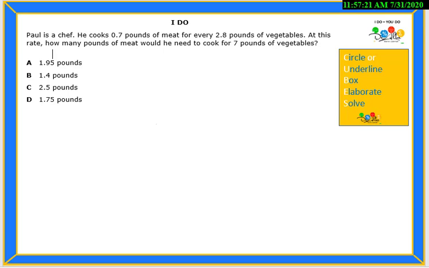On the right side of the screen, you will see the cube strategy that we will be using today. We will start with circle or underline keywords, but if you prefer, you can also highlight.